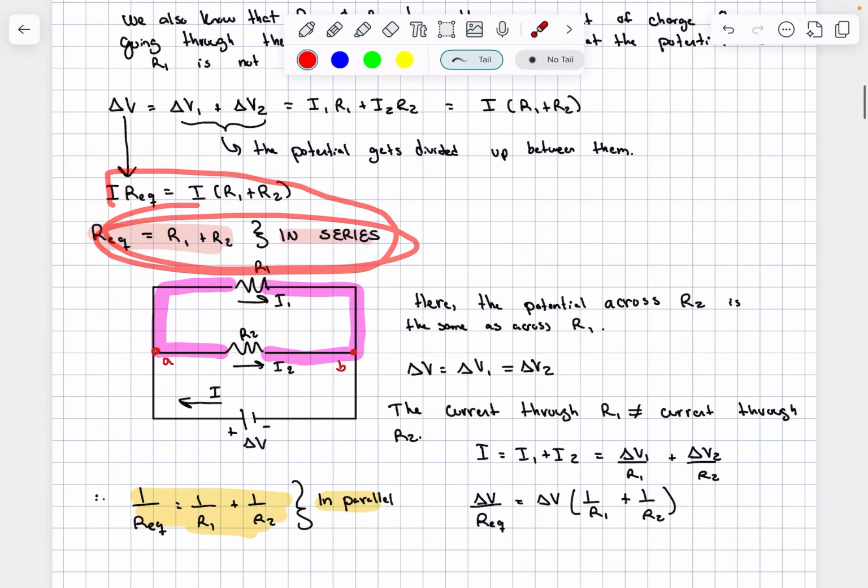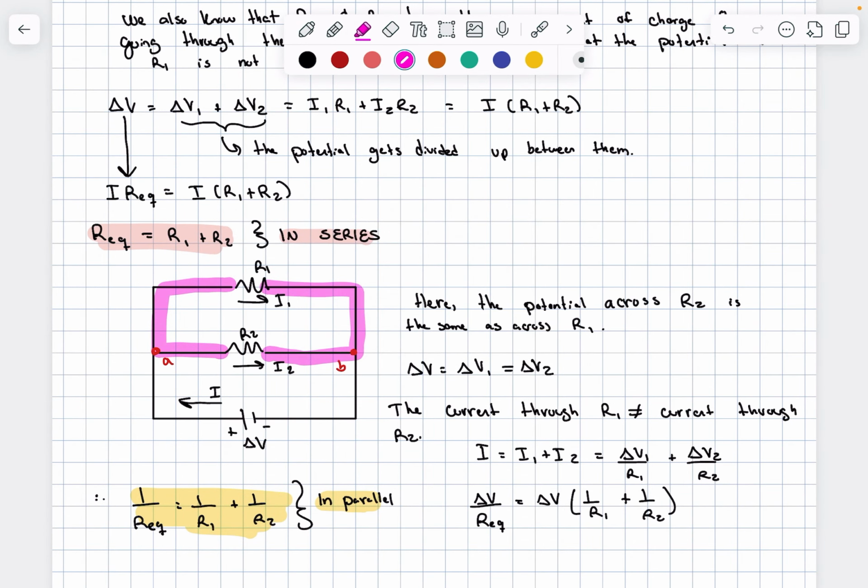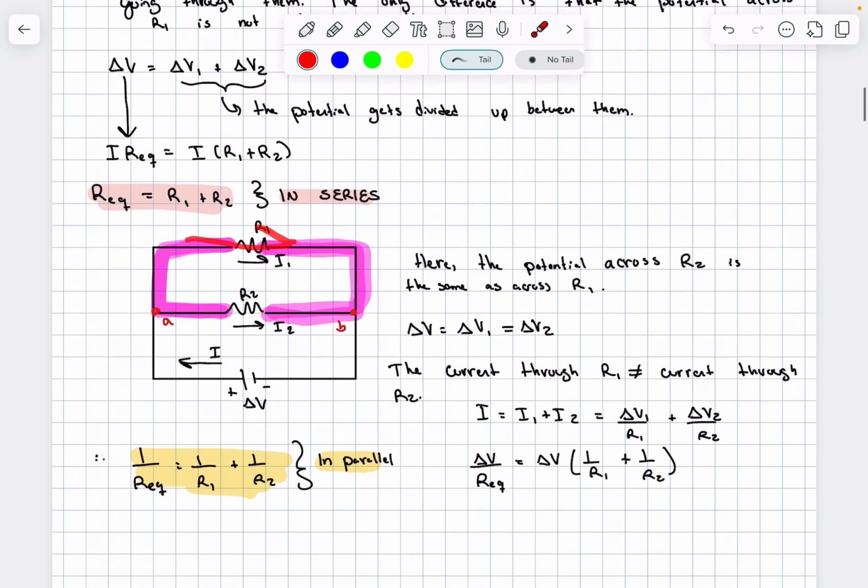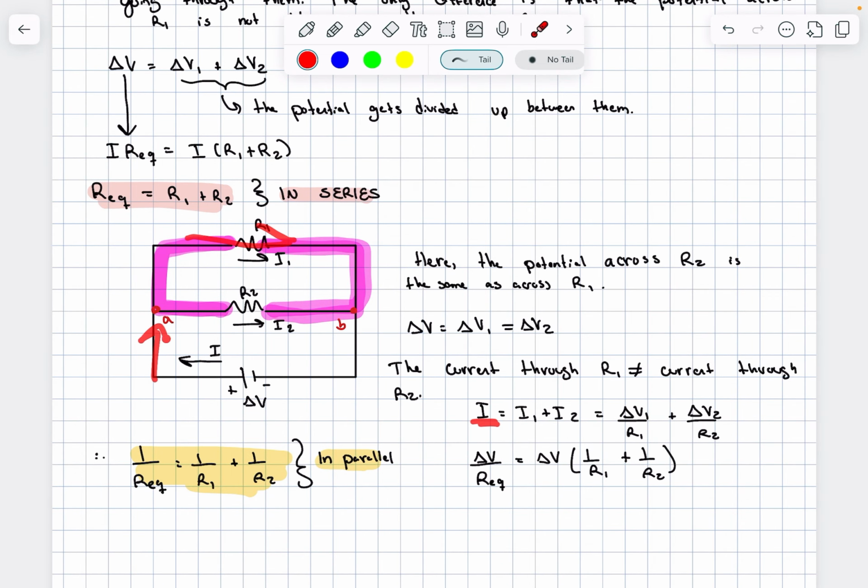On the other hand, when things are in parallel, we know that for them to be in parallel, we can draw a line connecting them like this without going through any battery or capacitor. We know that the potential across R2 is the same as the potential across R1, which is the same as this potential. So delta V1 is equal to delta V2 is equal to delta V. The current, however, going through R2 is not the same as the one going through R1. So what we see here is that the incoming current gets split up. Some of it goes here, some of it goes here. I is equal to I1 plus I2.